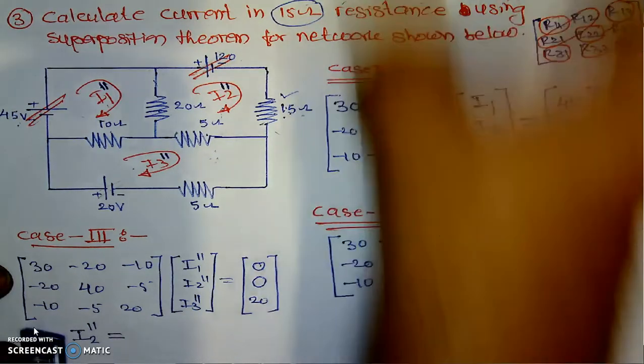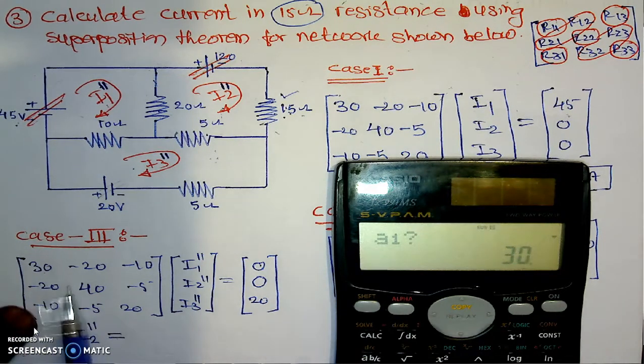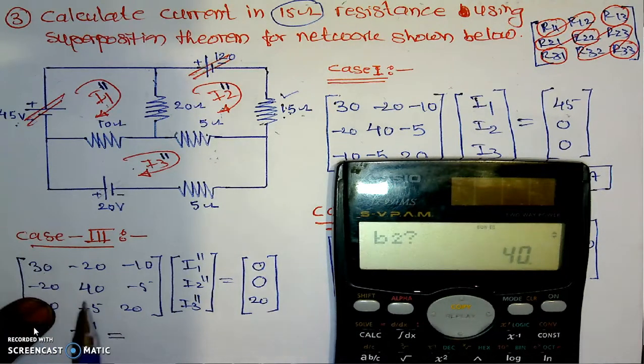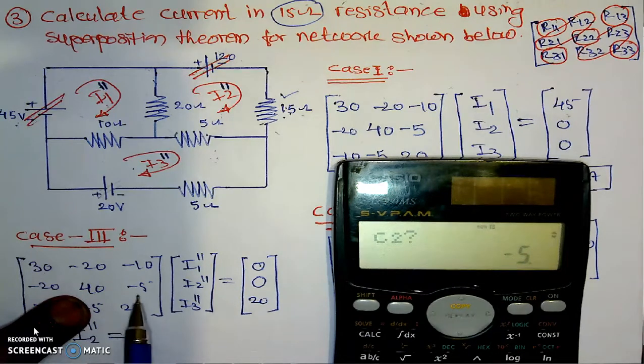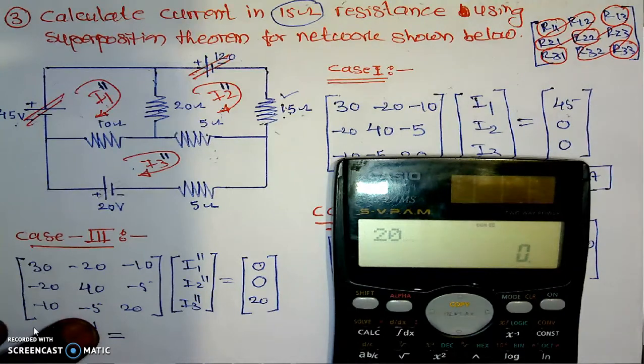Now if I am using the calculator again, then here what we have? A1, already we have entered its value 30, then B1 which is 20, then C1 which is minus 10, and D1 which is 0. The next, A2 minus 20, then B2 plus 40, then C2 minus 5, then D2 which is 0. Now A3 minus 10, B3 minus 5, C3 20, and here D3 which is 20.